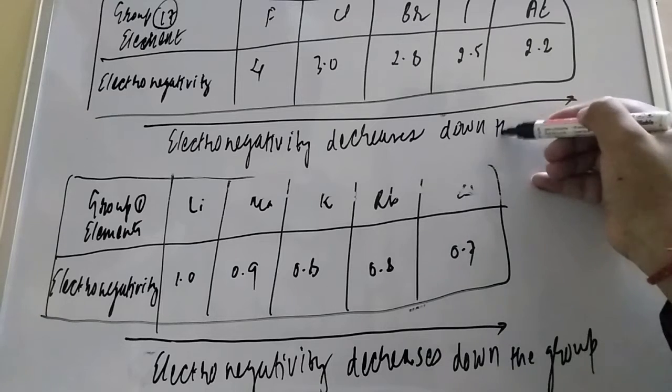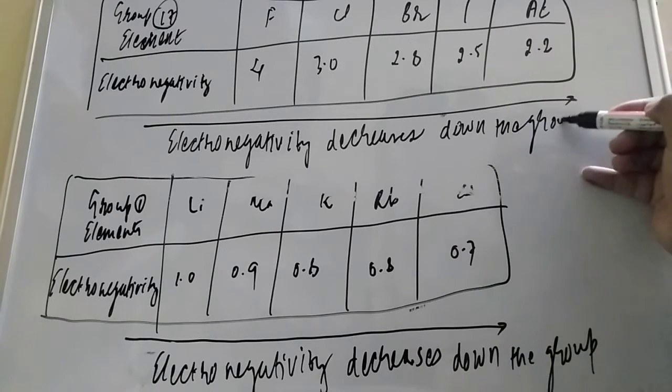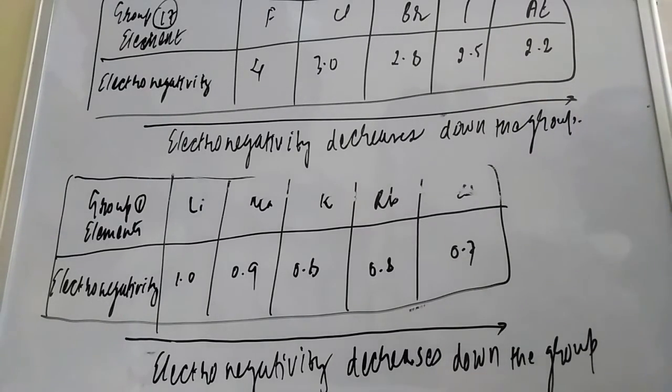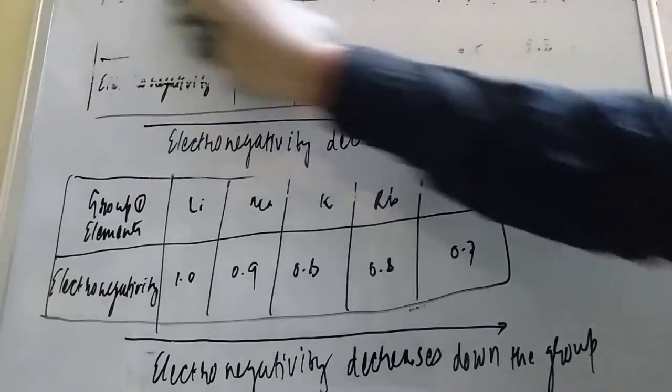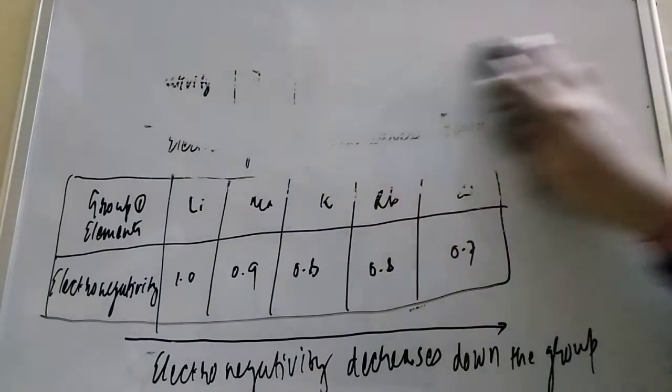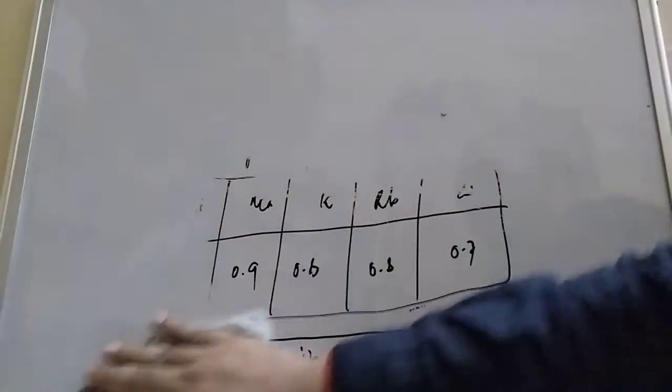Now let us see what is happening in the period. I told you, students, that electronegativity is inversely proportional to size. Size increases means electronegativity decreases, and when size decreases, electronegativity will increase.